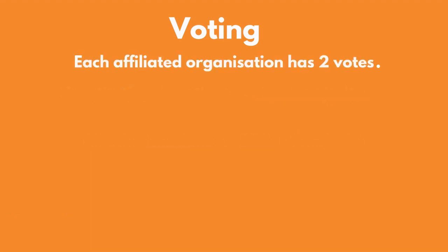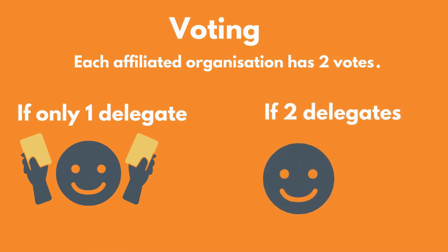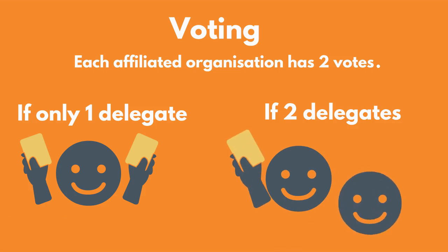When voting, each affiliate has 2 votes. If your affiliated organisation has only one delegate, you will need to hold up a yellow voting card in each hand. If you have 2 delegates, you will each need to hold up a voting card. In this case, both delegates will need to vote the same way. If the outcome of the vote is not immediately clear, the Chair will instruct WACSSO State Councillors to tally the vote.